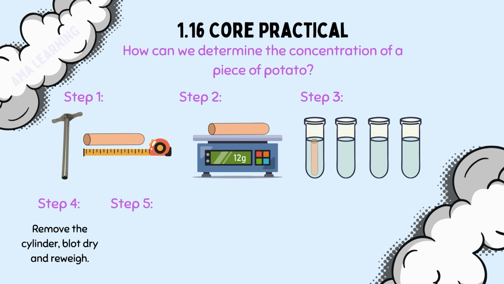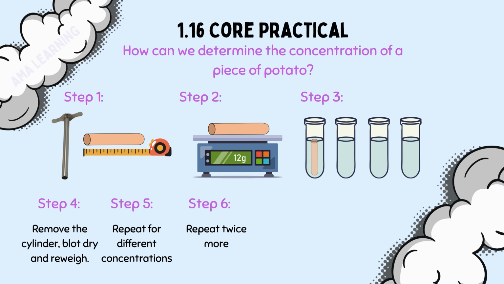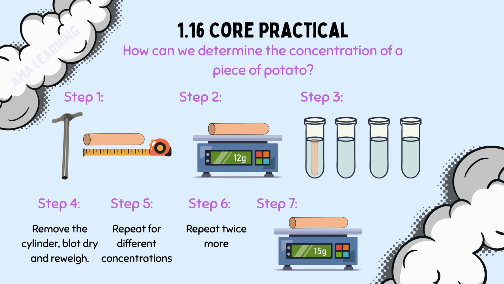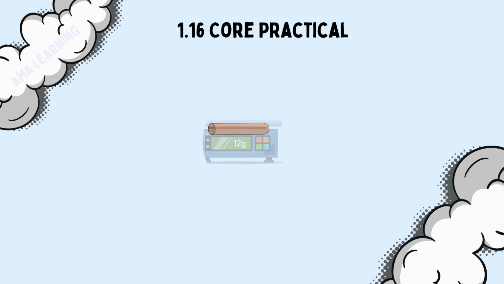Step 5. Repeat for different concentrations. This gives us a range of data that we can use to determine the potato's concentration. Step 6. Repeat twice more. This means we can identify outliers which can be discarded before calculating an average. Step 7. Calculate the percentage change in mass. All the potato pieces would have different starting masses, and this enables us to do a fair comparison.